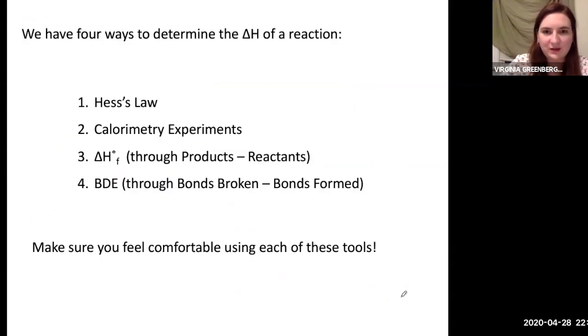And so that brings us to the end of our 4 ways to determine the delta H of a reaction. The first way we talked about was Hess's law. The second way was through calorimetry experiments. And then today we started talking about using the standard enthalpy of formations and using our products minus reactants rule. And then finally using bond dissociation energies and looking at what bonds are broken and what bonds are formed. So make sure you're comfortable with each of these 4 tools, because we'll expect you to be able to apply any number of these.